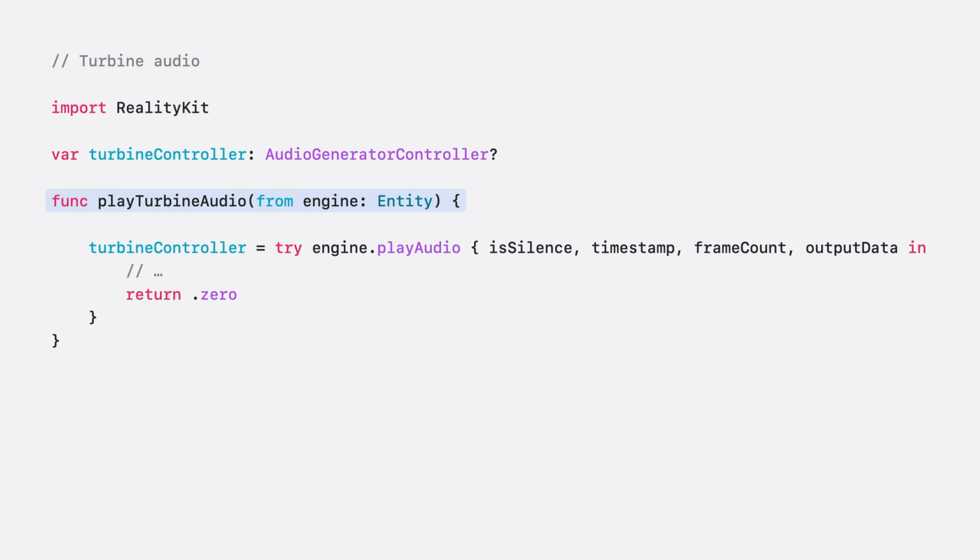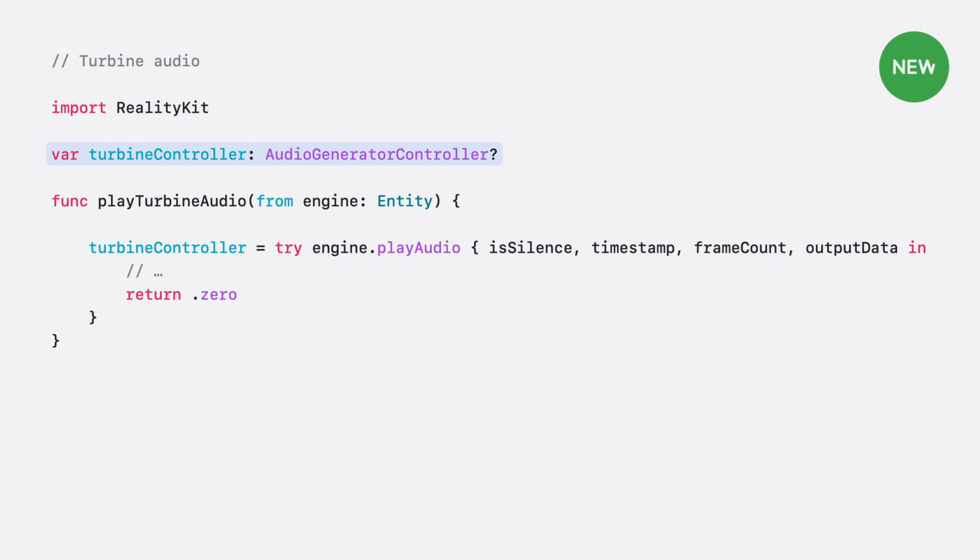Let's see how we can accomplish this in code. I'll start with a method that takes in an entity representing one of the engines. Then I'll call a variant of the entity.playAudio method. Instead of playing an audio resource from this entity, I'll provide a callback in which I can write samples directly to the buffers rendered by the audio system.